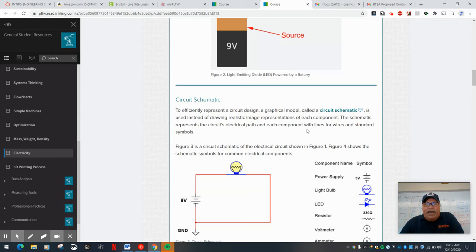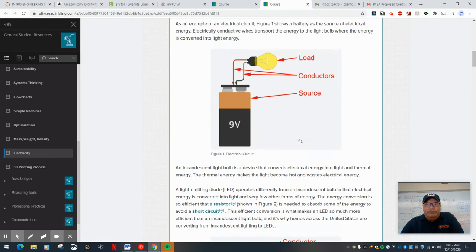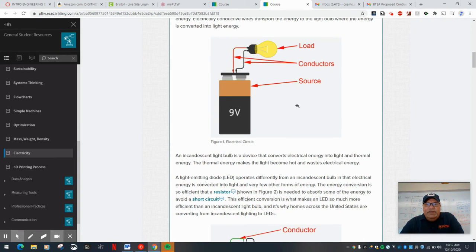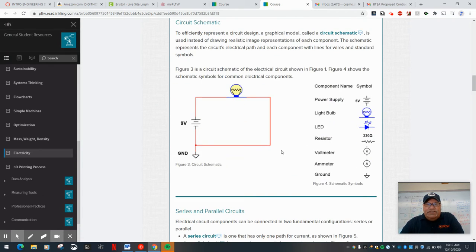So figure 3 is a circuit schematic of the electrical circuit shown in figure 1. So here, that is actually this, okay? This is shown here as it will be all the time. There's the schematic. So we have a 9-volt battery, and then there's the circuit, there's the light, and it goes right back into the battery. And here we have a ground that keeps everything copacetic.